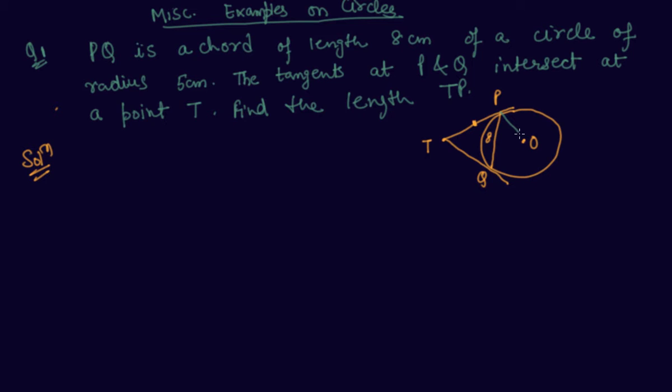Let me first read out the question for you, which states that PQ is a chord of length 8 centimeter. Here is the PQ I have drawn earlier, of a circle of radius 5 centimeter, meaning OP equals the radius, 5 centimeter. The tangents at P and Q intersect each other at point T. So I can say TP equals TQ by the theorem I proved in my previous lecture, that the two tangents drawn from a single point to a circle are always equal in length. Now I have to find the length of TP.